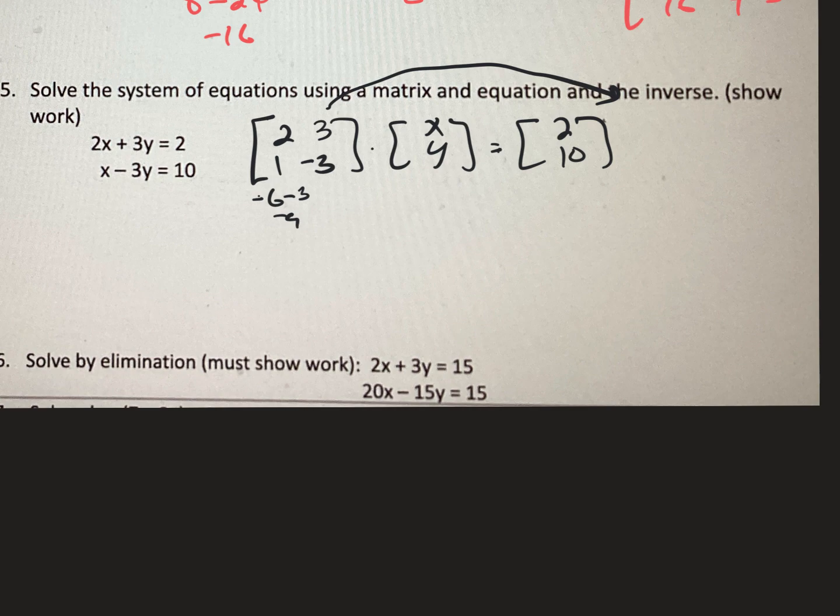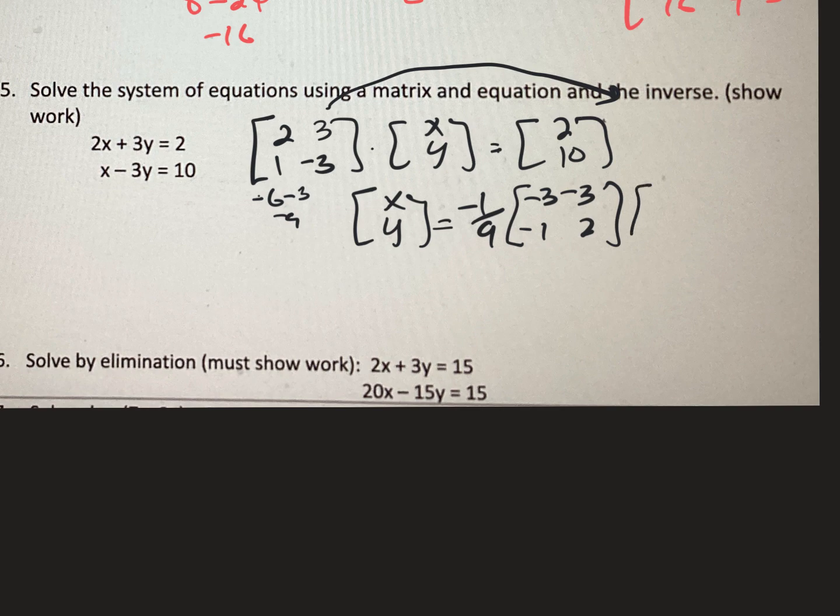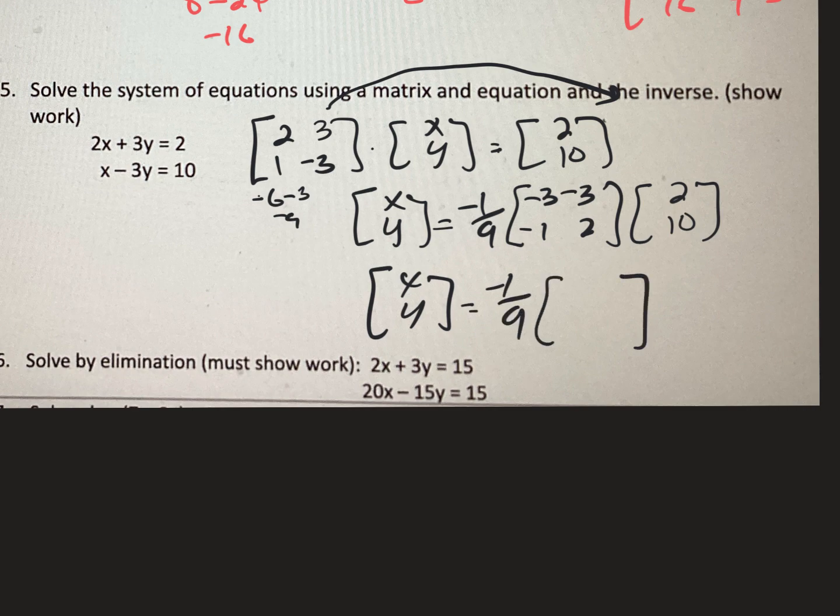negative 9. Flip it and put it in the front. So I'm going to have negative 1/9 over here. Switch places with the fourth and the first. Switch signs on the second and the third. And I still have that 2, 10 over here. And you must put that inverse over here first. Okay, so here we go. So I'm going to leave the negative 1/9 outside. I'm going to multiply the two matrices that are left.